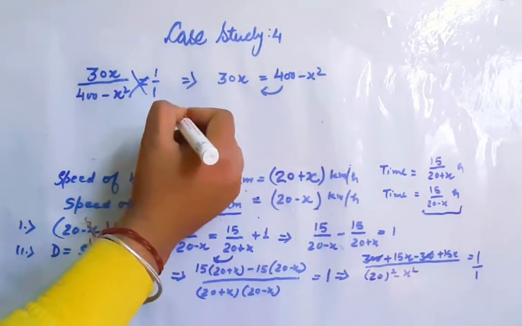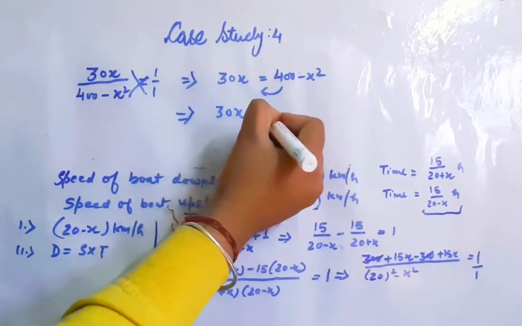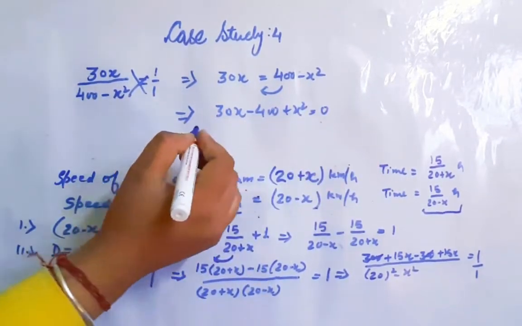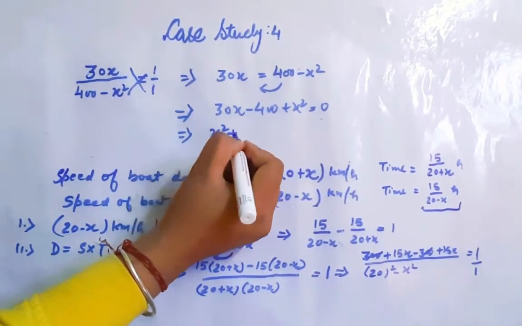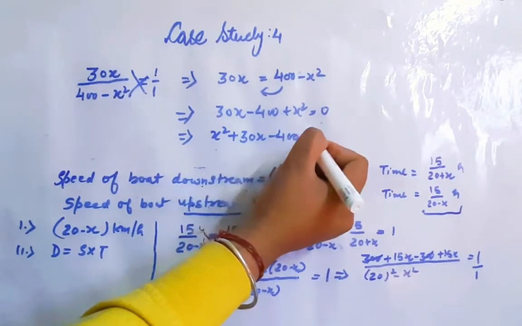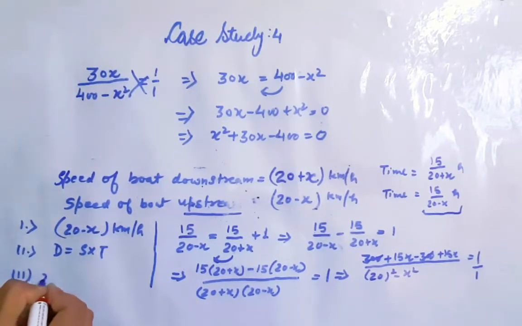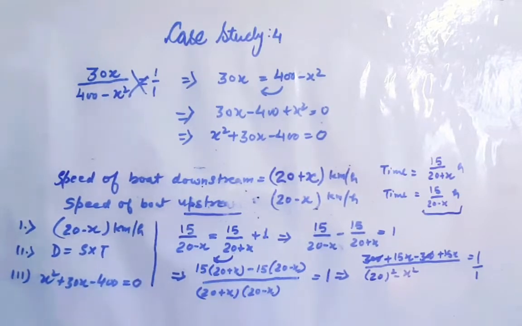Bring this to the left side and your equation will be 30x minus 400 plus x square equals 0. Rearrange it and the quadratic equation will be x square plus 30x minus 400 equals 0. So the answer to the third question is x square plus 30x minus 400 equals 0.